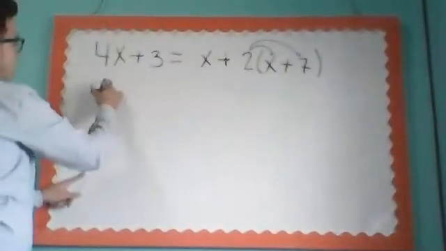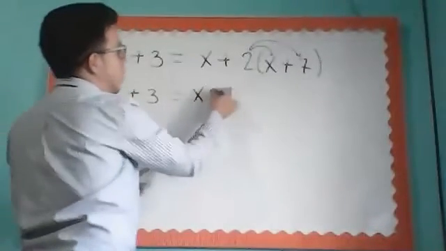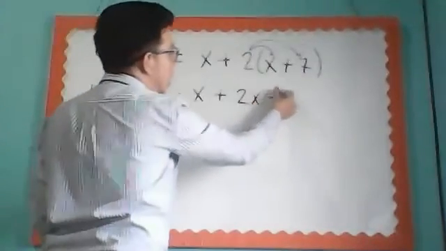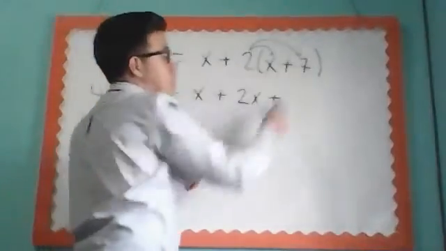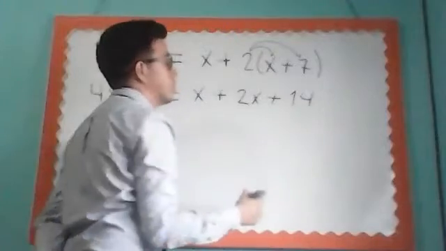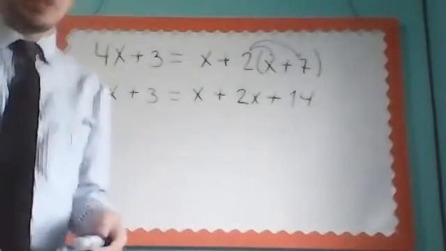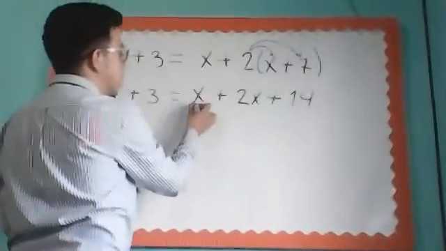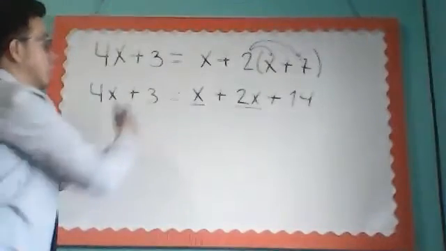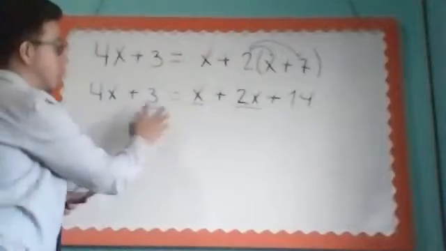I copy the same, 4x plus 3 equal x plus 2 times x is 2x plus, this is the sign, 2 times 7. 2 times 7 is 14. I think it's okay until here. Now, remember, I don't want variables on this side of the equation, so I'm going to move the variables to the left side. And the numbers, I'm going to move to the other side. I want to move the numbers to the right.